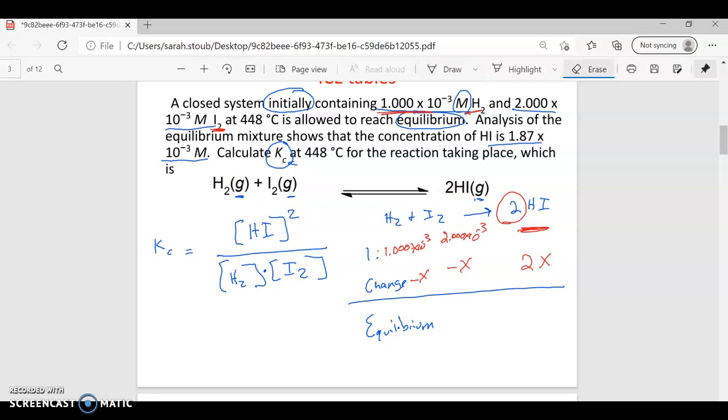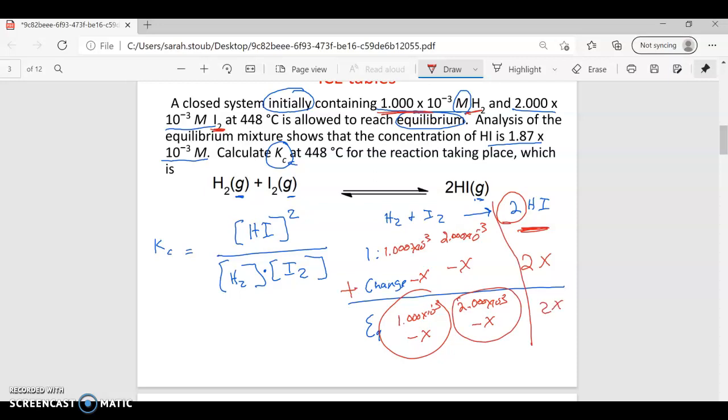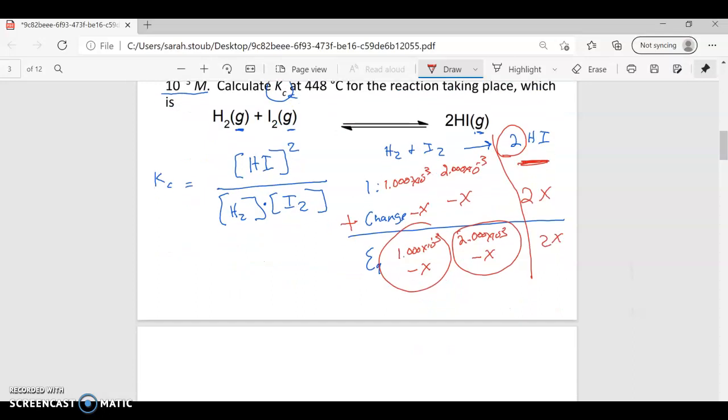So then, if I'm going to take a look at what equilibrium looks like, it's going to be these two added up. So it'll be that 1.000 times 10 to the negative 3 minus X is my H2. I2 minus X. And then this part right here will be 2X. I have added 0 plus 2X to get 2X.